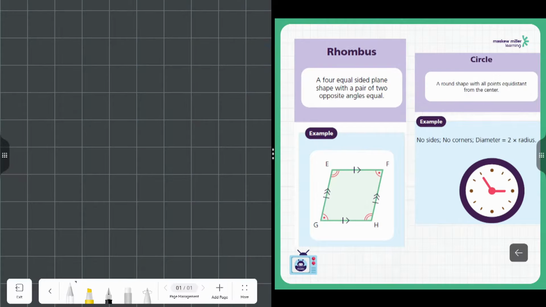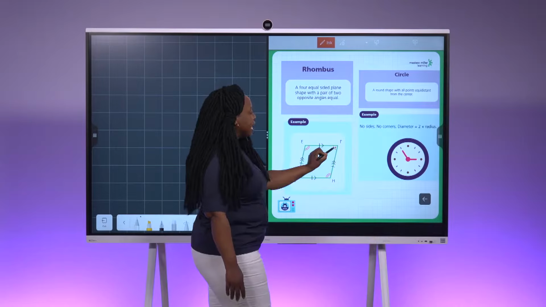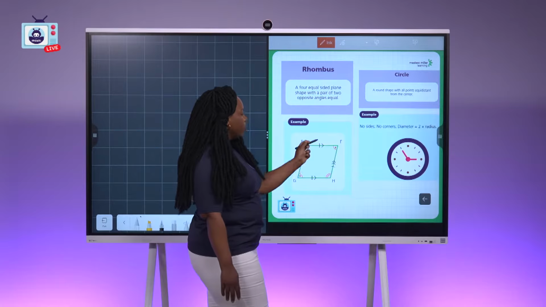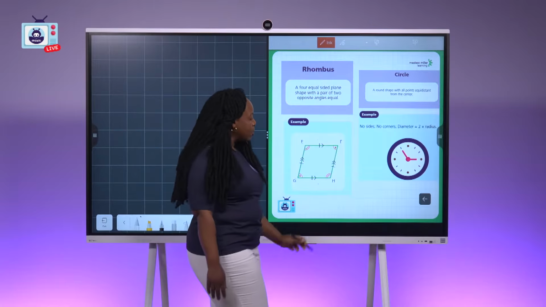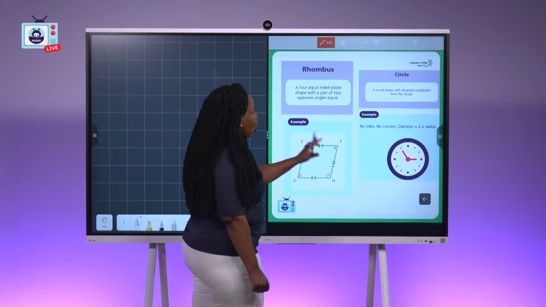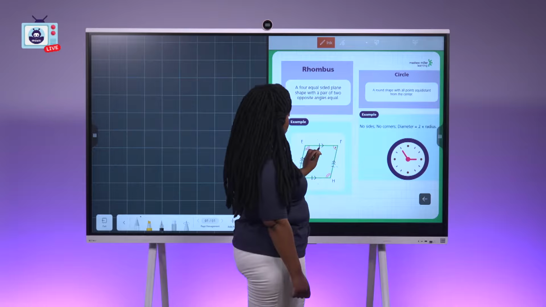Then we have a rhombus. And a rhombus, as we said, is more like a square, but the only difference is that its angles are not equal to 90, but the opposite angles are equal. They are not equal to 90, but they are equal. Then we have opposite sides that are equal and parallel, like what a square would have, and all sides will therefore be equal. You can see this one here.